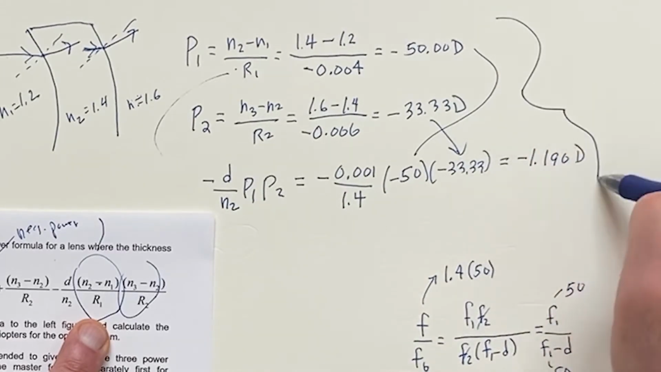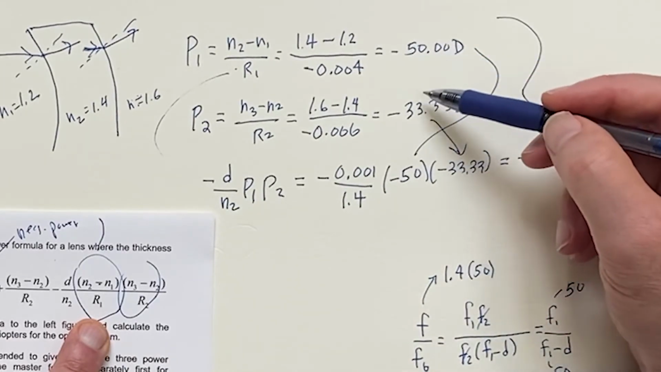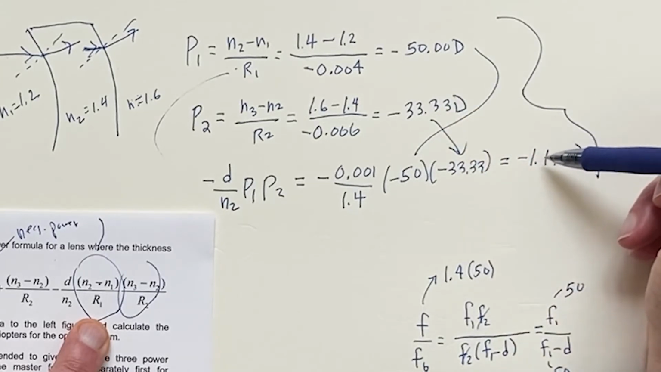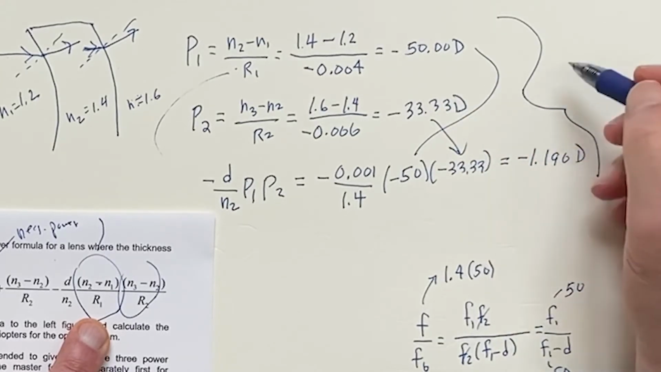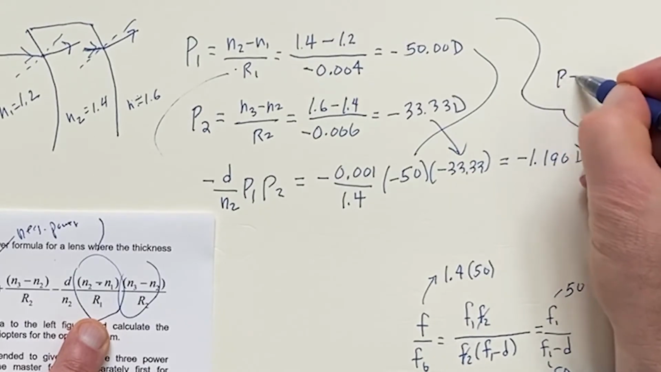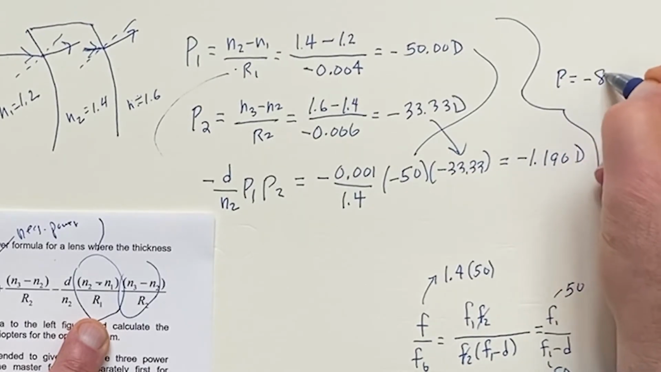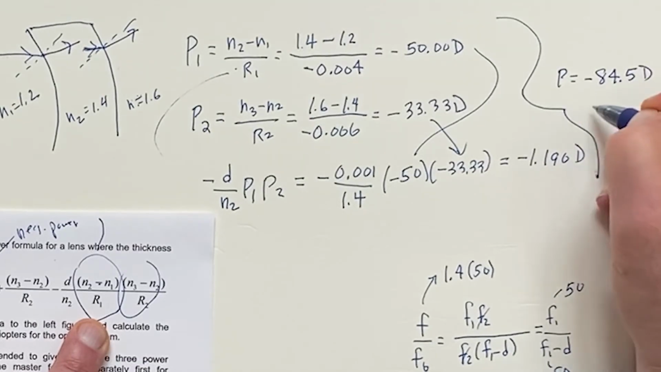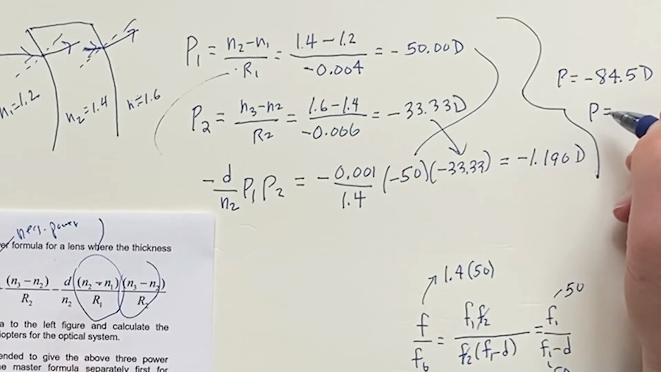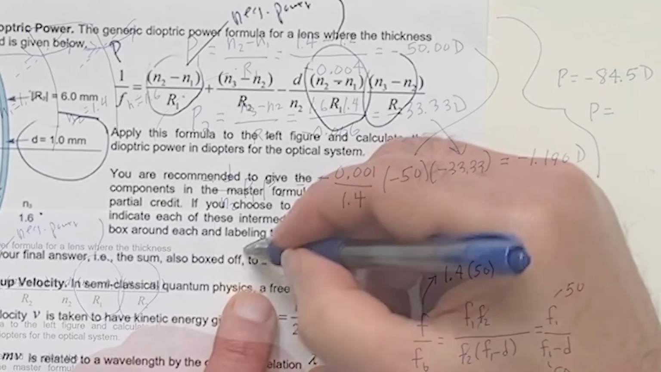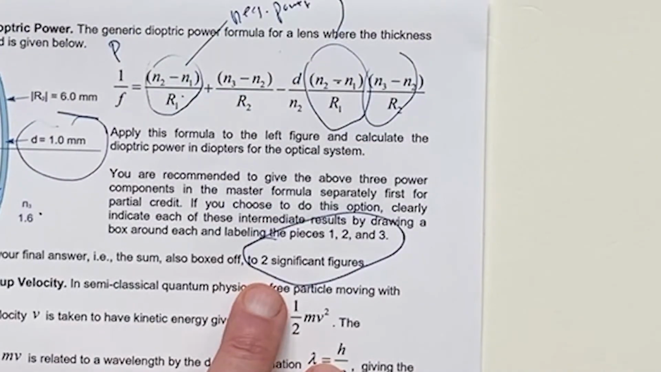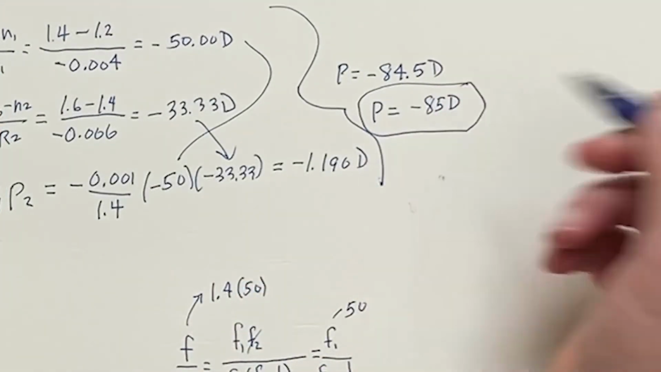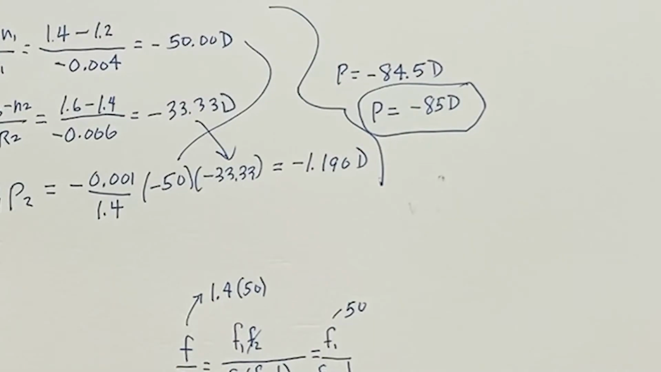And if you add all these up, this is going to be like minus 83 or something. And then here's another minus, like minus 1. It's like a minus 84. When you do it on a calculator, it turns out to come out to 84.5 D. And then the problem here wants 2 significant figures. That's what the client wants, so that's what the client gets. This is minus 85 D. That takes care of the next problem.